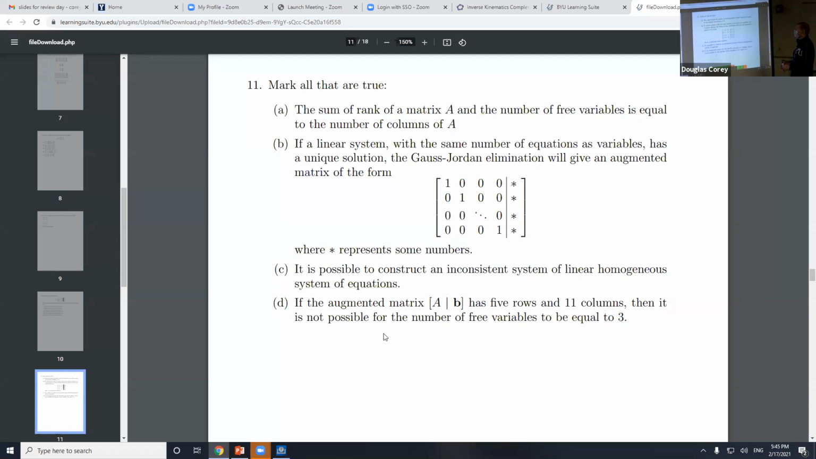If a linear system with the same number of equations as variables has a unique solution, the Gauss-Jordan elimination will give an augmented matrix of this form. I think they also meant like you should have dot, dot, dots around here. You don't just have those, so I think they missed a few dot, dot, dots. But they mean a square matrix over here with ones down the diagonal, 0 everywhere else on this side, and then some numbers over there. So thumbs up if you say it's true, thumbs down if you say it's false, thumbs to the left or right if you're not sure about what's going on.